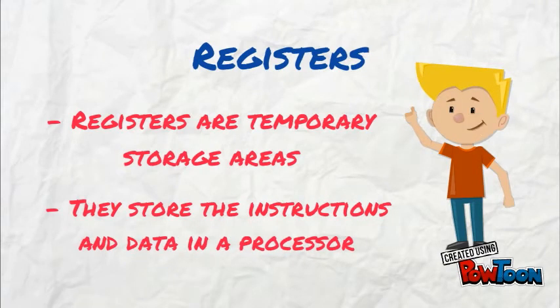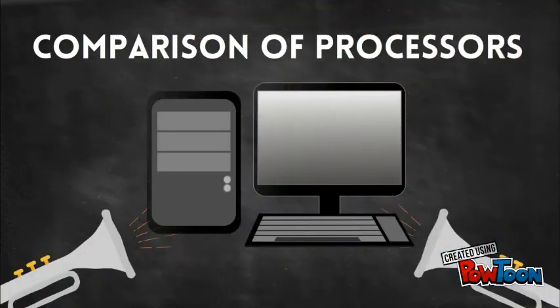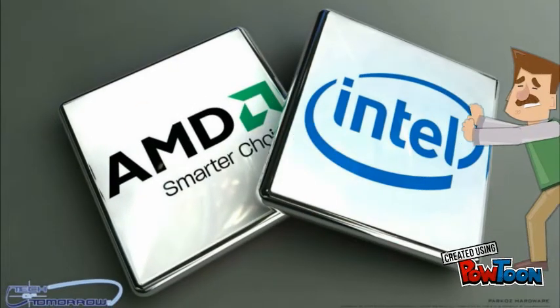Then comes the main question: how can we compare processors? How do we differentiate among them? First of all, let's know about the two main competitors in the processor market. These are Intel and AMD, as you can see on the screen. So which to prefer over the other?